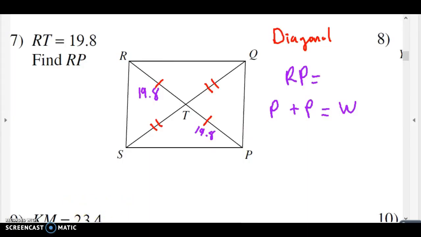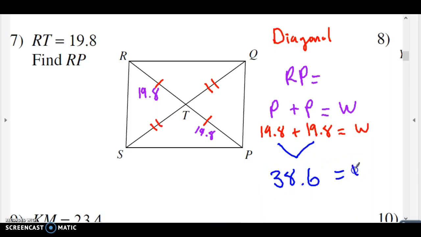So let's substitute in. What are the lengths of the parts? Can someone tell me? Yes. And? You got it. Equals W. So we combine our like terms, and it's what? 38 6/10 equals W. Because we know that this entire length right here is the sum of those two parts. Any questions about this one thus far?